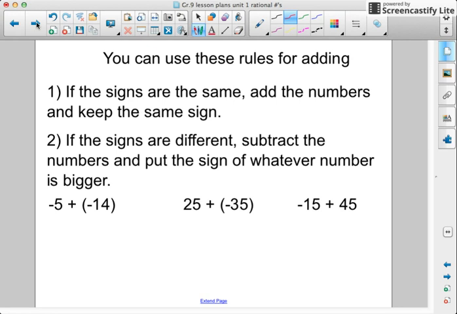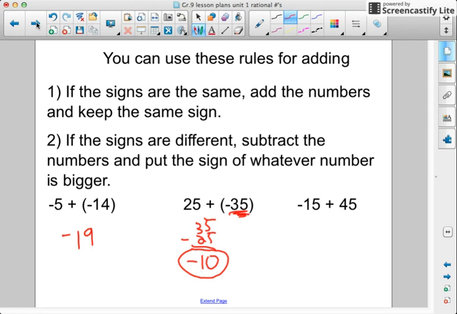So that would be like this one, negative 5 plus negative 14. The signs are the same, so add them together, you'd get 19. Since the sign is negative, it would end up being negative 19. Okay, but if the signs are different, you can subtract the numbers and put the sign of whatever number is bigger. So you'd go 35 minus 25, which is 10 in this case. The negative numerical value is bigger. 35 is bigger than 25. That means that this would end up being a negative 10.